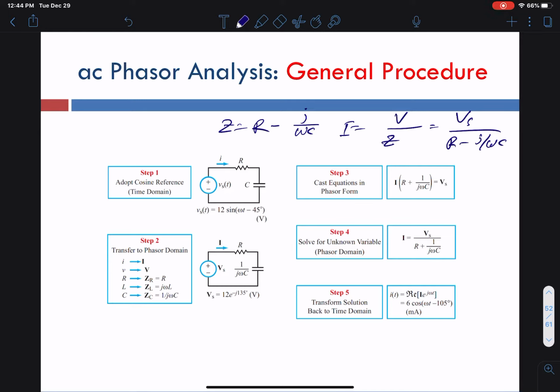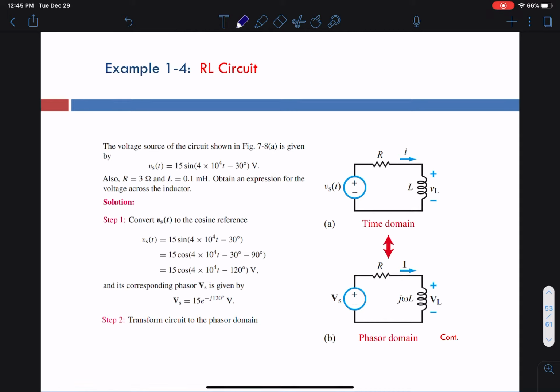Then RL. So for this circuit over here, your RL, the Z would be R plus j omega L, right? Then your current would be Vs over R plus j omega L. So once you get the current, then you can go into time domain.